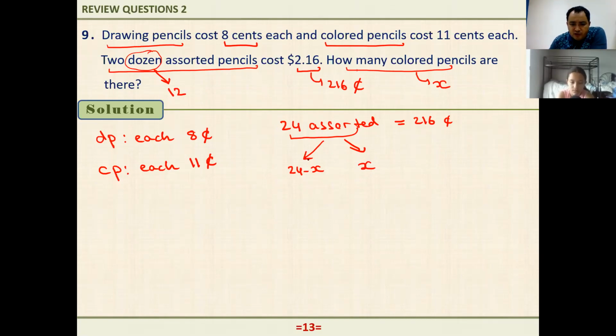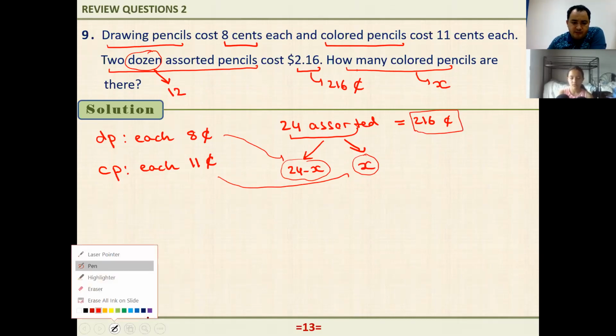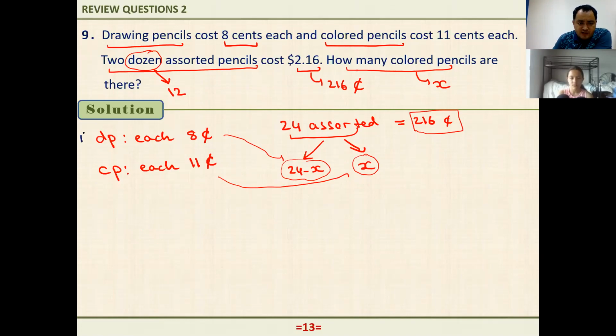So now we know the price of this thing. That is equal to how much? 8 cents. We know the price of colored pencil, right? It is 11 cents. So altogether, we paid 216 cents. So now we are going to form our equation. Again, the most important step here is first understanding the problem. Now the second step is we need to form our equation.